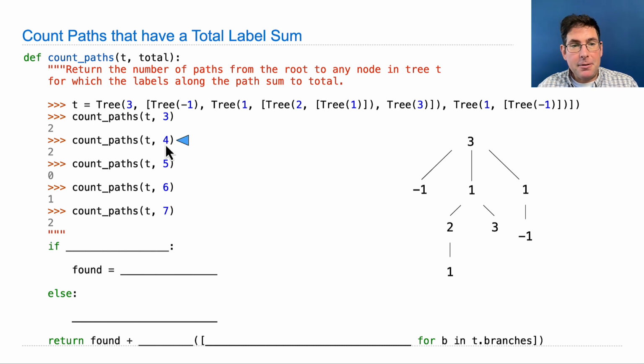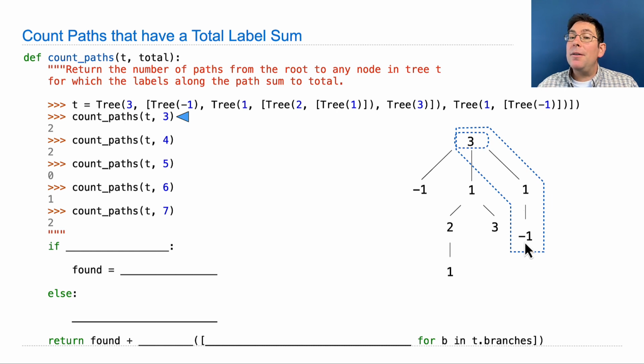Picking this example, paths that sum to 4, we see 3 plus 1 is 4 and 3 plus 1 is 4. These paths do not go all the way to a leaf, but they do start at the root and go to any node, and so they both count. What about paths that sum to 3? Well, there's a really short path that starts at the root and ends there. And then it turns out there's a longer path that extends from there. 3 plus 1 minus 1 is also 3, and so there are 2 paths.